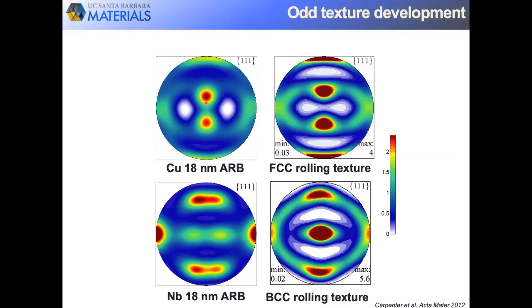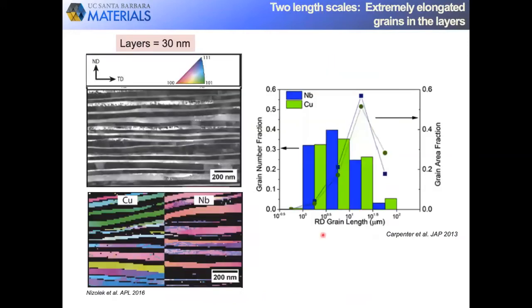But some of them do overlap with those that would be commonly expected or considered as rolling texture components that are stable in a conventional rolling texture. So these ARB nanolayer texture components make up an exclusive subset of those expected from rolling copper or niobium alone. And in fact, it was just a few.